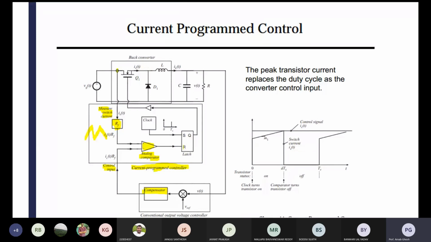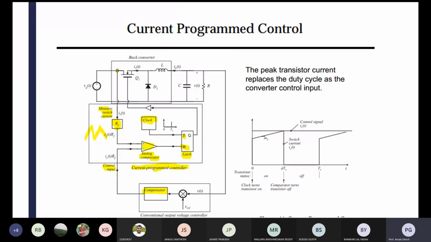That PWM comes to the reset of the latch, and there is also the set terminal. Set terminal means when the latch will be turned on. If the clock pulse is given to the set terminal of the latch, then that RS flip-flop will be working.